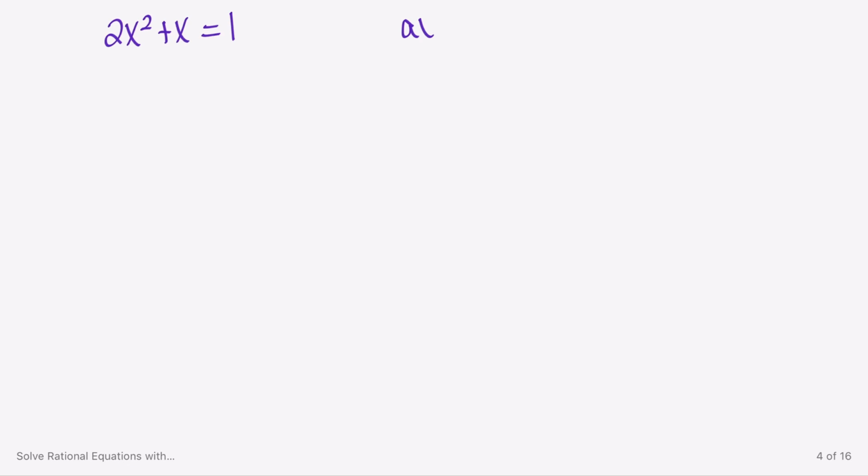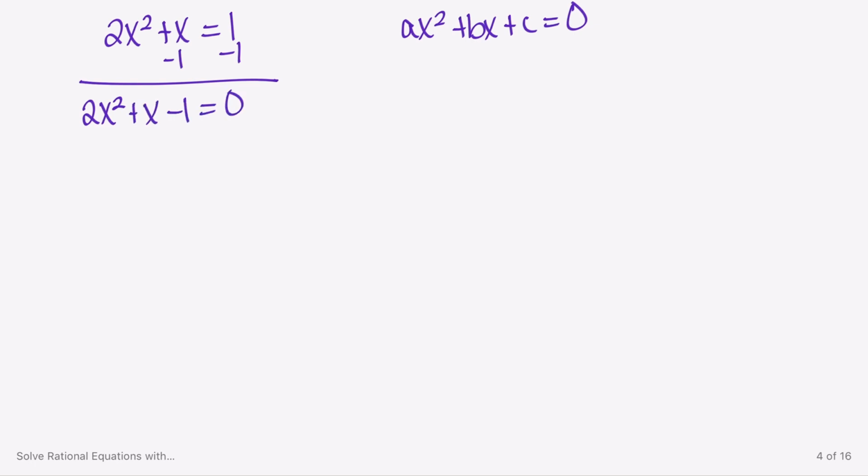Remember that to solve a quadratic, we want to set it equal to 0. So we have ax squared plus bx plus c equals 0. So I'm going to set it equal to 0 by subtracting 1 from both sides. So I have 2x squared plus x minus 1 equals 0. Now you can solve this problem using 3 different methods. When you have a quadratic and it's set equal to 0, you can solve it by graphing, you can use the quadratic formula, or you can solve by factoring.